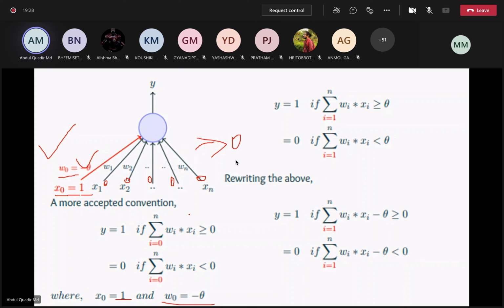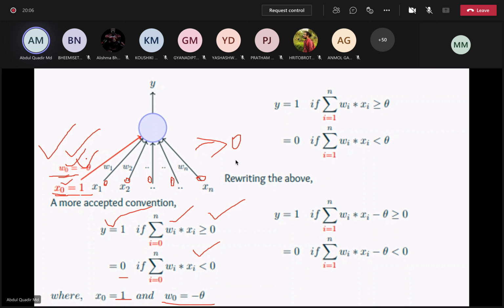Then I am rewriting the equation as the sum of wi into xi. If it is greater than 0, it will fire 1. If it is less than 0, it will fire 0. Is it clear, students? Here there is a constant x naught, and w naught equal to minus theta, which I am adding with x naught and w naught.